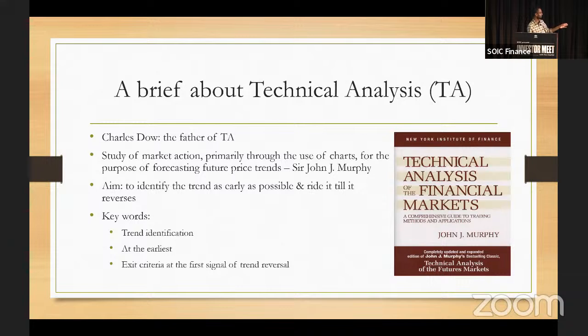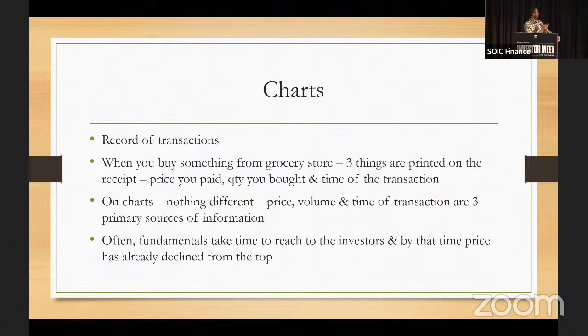That's why I have mentioned that exit criteria is very important. So a chart is nothing but a record of transactions. I already explained to you the grocery store example. So you are recording that price on the chart in the form of maybe a candlestick, maybe a bar chart, maybe a line chart, Renko chart, Heiken-Ashi. No matter what method you use, you are just getting the same source of information. What is the transaction price? So often fundamentals take time to reach the investors, and by that time, the price has already declined from the top.